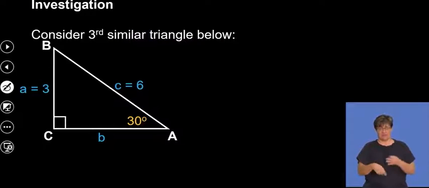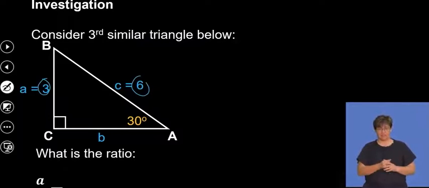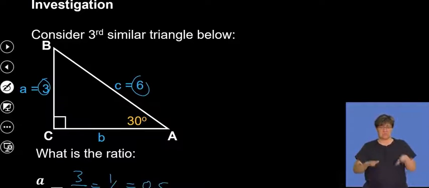Now, the third similar triangle below, now it has 3 and 6. Let's look at the ratio. If it's the same, then bravo, we are still talking about similar triangles. So the ratio will be 3 over 6, which is the same as 1 over 2, which is the same as 0.5. So you see, we're still talking about similar triangles.